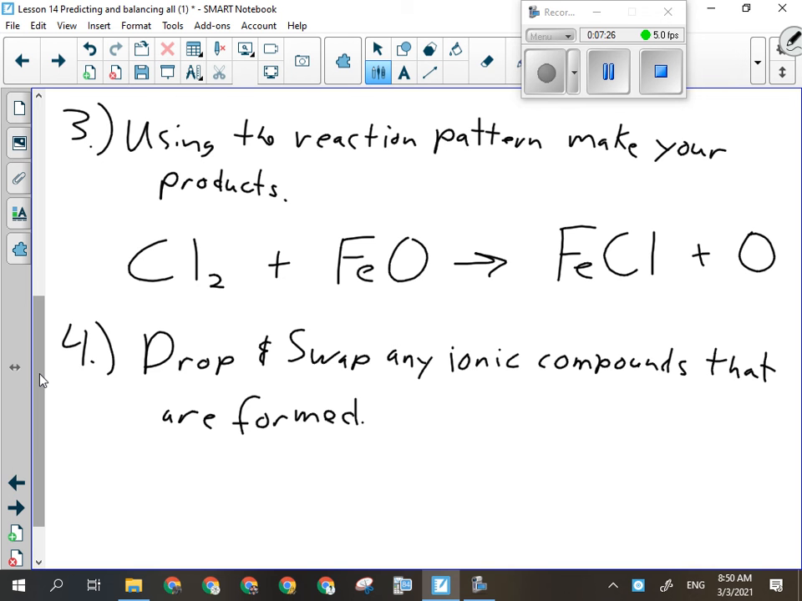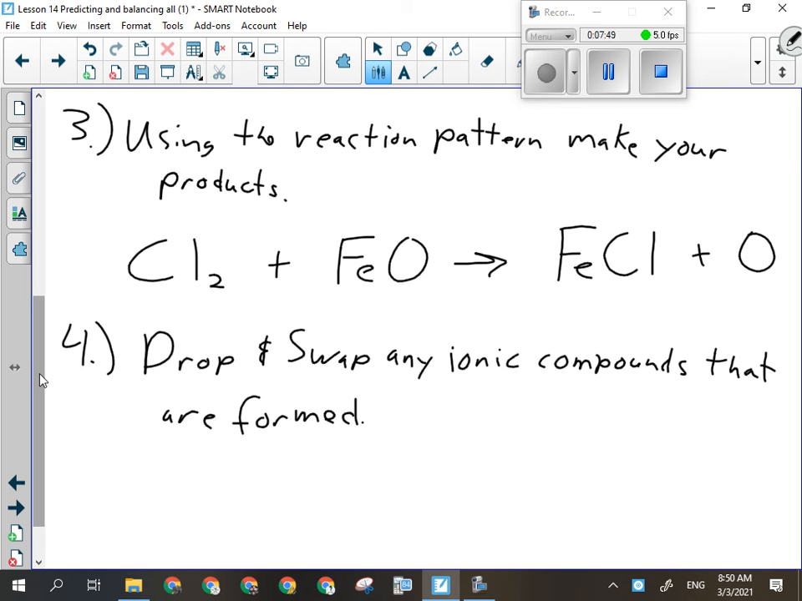If I don't have any ionic compounds being formed, which is possible, then I don't have to do that step. Okay? In which 2 reaction types would I not have to do this step? We went over 2 types of reactions that would not result in an ionic compound being formed.